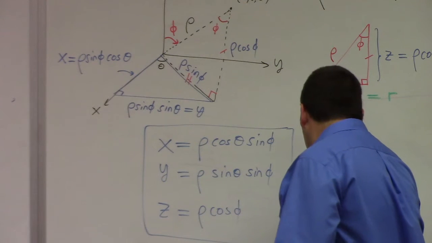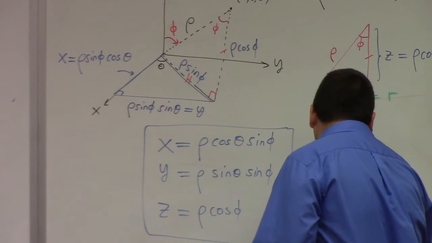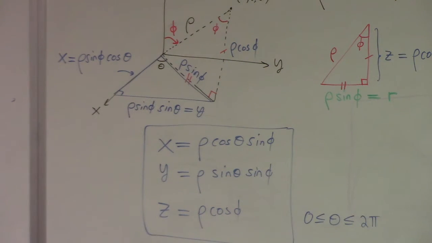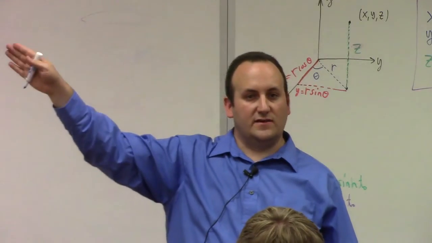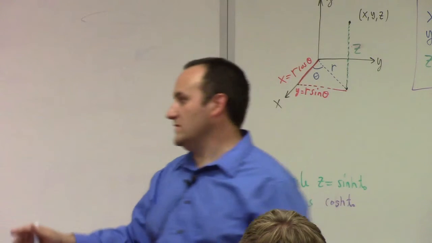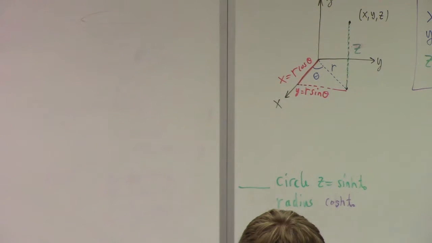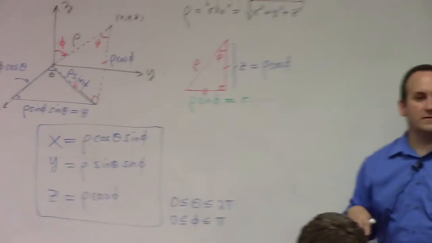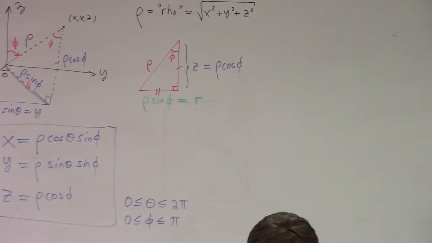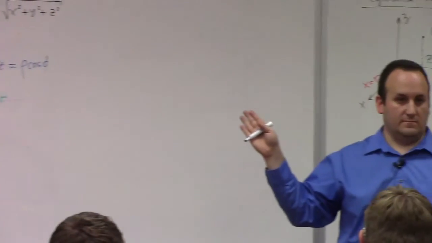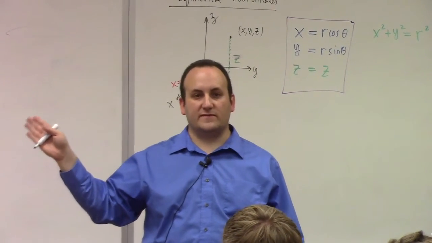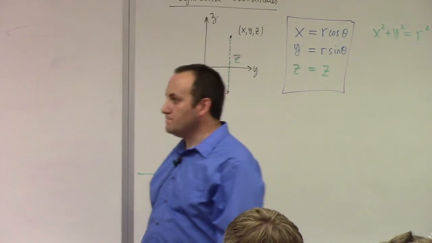Now, to be clear, there are different choices, but here's one choice. 0 less than or equal to theta less than or equal to 2 pi. But the phi is not like the theta. It just goes from 0 up at the z-axis down to pi at the minus z-axis. So on the other hand, we have 0 less than or equal to phi less than or equal to pi. So these angles are not equivalent. Phi is a direction angle off the z-axis, right? Theta is not a direction angle. Theta is the polar angle, the usual thing.